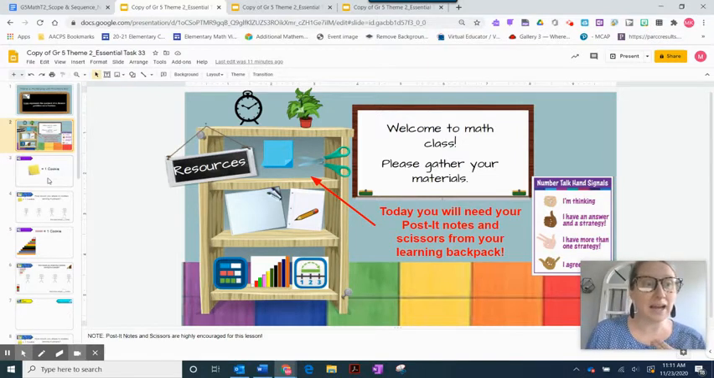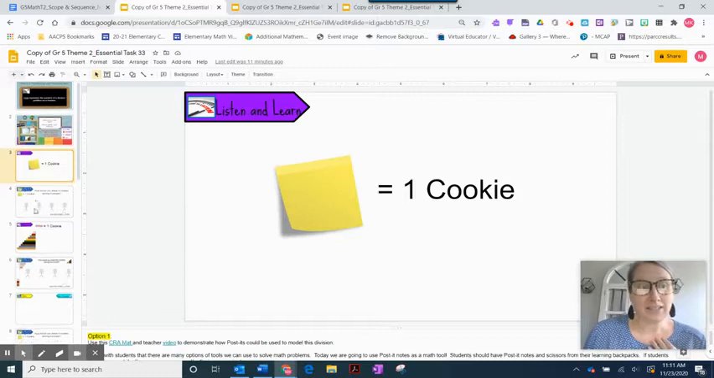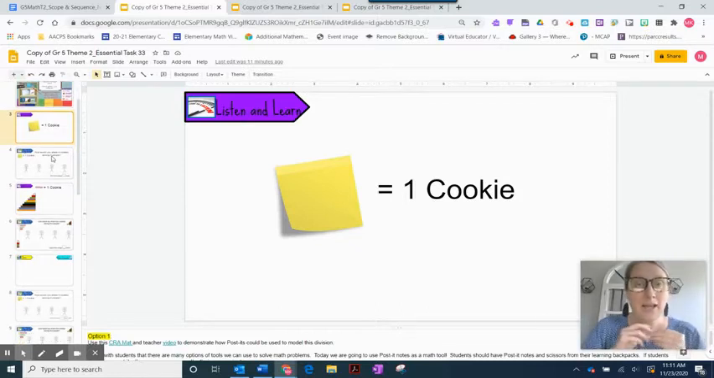So each of these different try it out problems are going to have two options. One option is going to be to use those Post-it notes, and one option is going to be to use some Cuisenaire rods that are in the slide, and we'll look at that in a second. So just like it started out in Blackboard in Unit 5, we're going to start by looking at using some Post-it notes to represent cookies.